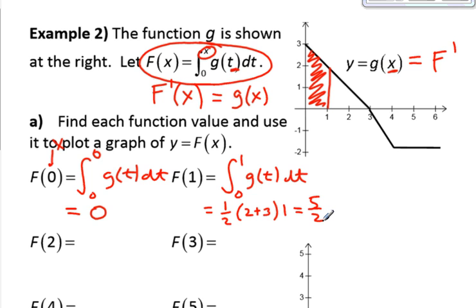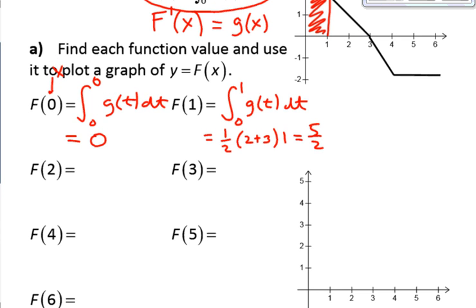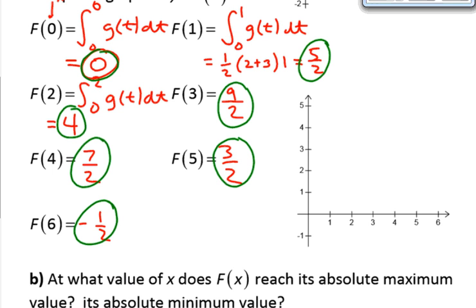Okay? f of 2, f of 3, 4, 5, and 6. Go ahead, pause the video, calculate that for yourself, and remember that once you reach 3, you'll be subtracting area. So go ahead and finish that up, and then you can restart the video and see the answers. Okay, so I found each of those values. Hopefully you found them to be the same, so I would pause, check your work, make sure those are correct, and go back and change them if not.